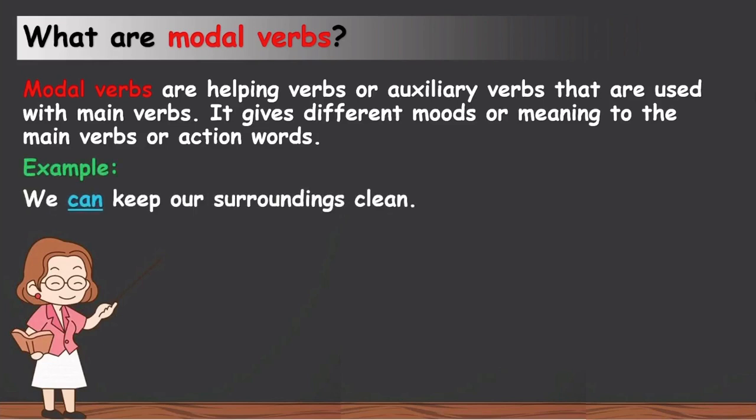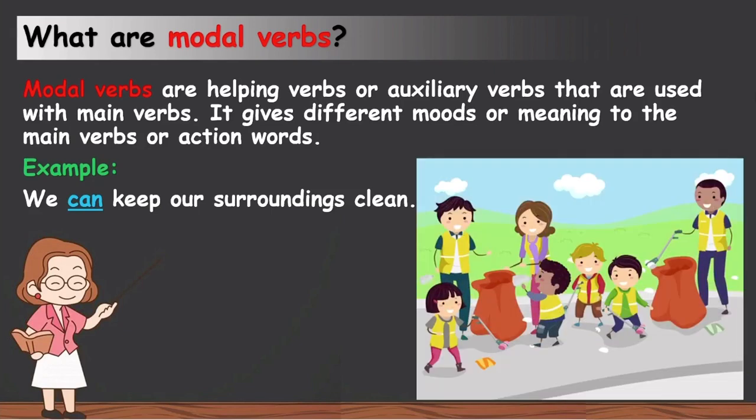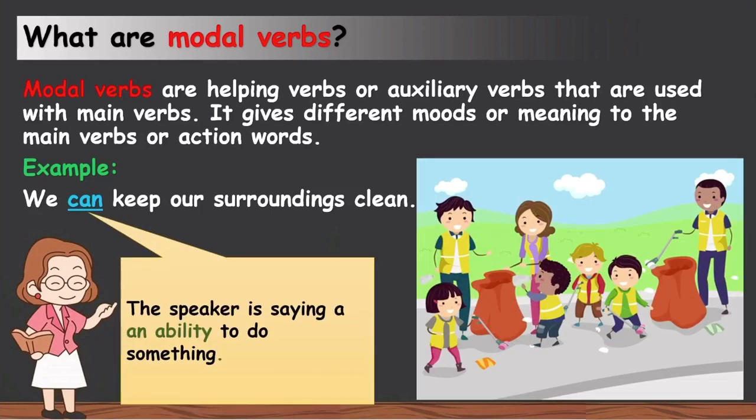Example, we can keep our surroundings clean. In this, the speaker is saying an ability to do something. The word can expresses an ability to do something.